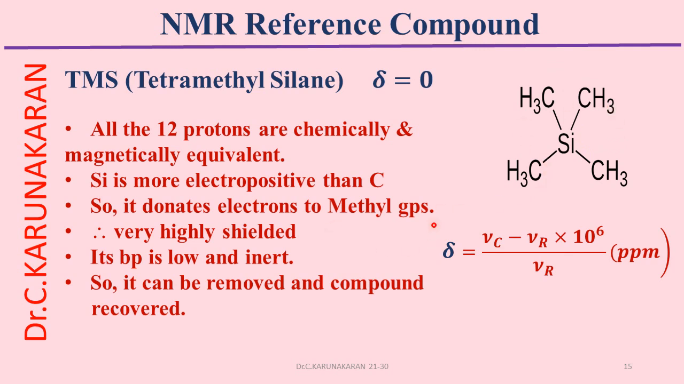Further, the advantage of using tetramethylsilane is that its boiling point is very low, and it is also very inert. The reference compound is added along with your sample. Because it is inert, it won't react with your sample compound, and since the boiling point is low, it can be removed and the compound can be recovered.